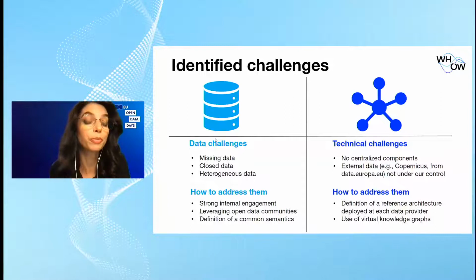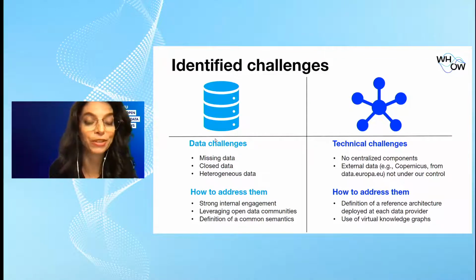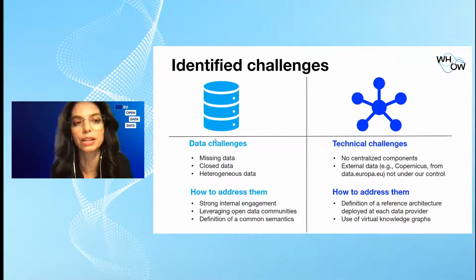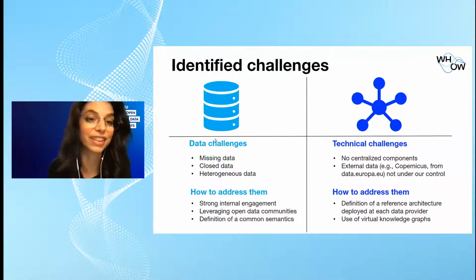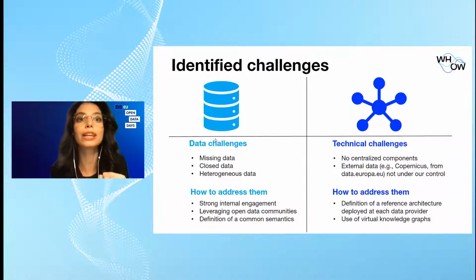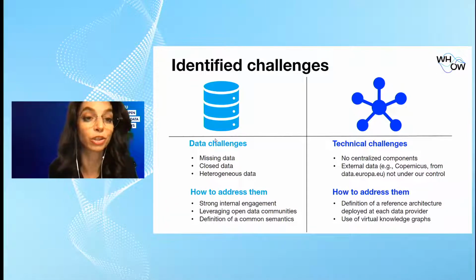We also face issues and challenges regarding closed data. Surprisingly, water data sets are closed, especially for drinking water. We have a European directive that says that environmental data sets are of high value data sets, but still in 2021 we have some closed data. And then heterogeneous data, heterogeneous in formats, in the semantics, and also in the granularity of the temporal and spatial coverage. So how to address them?